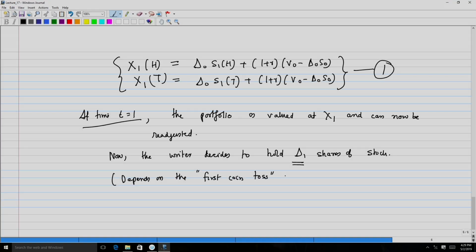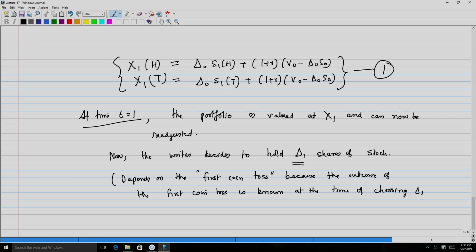So, this depends on the first coin toss, because the outcome of the first coin toss is known at the time of choosing delta 1.